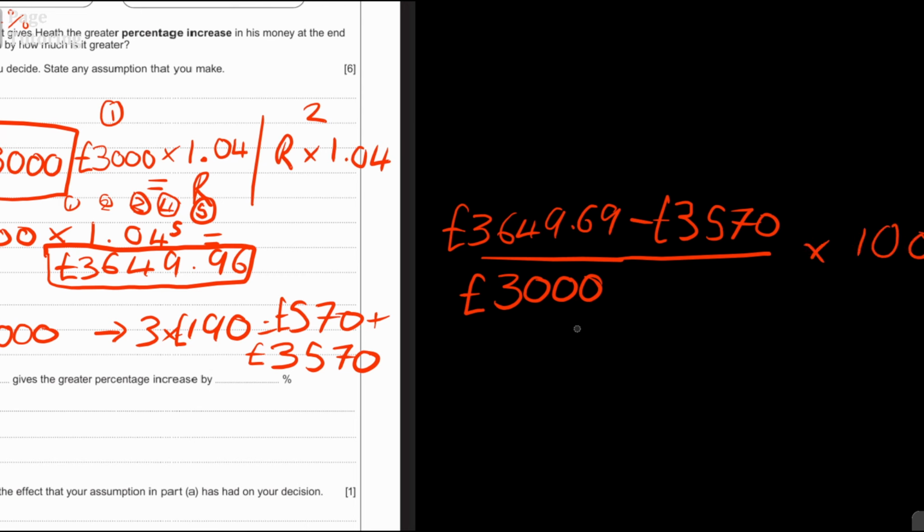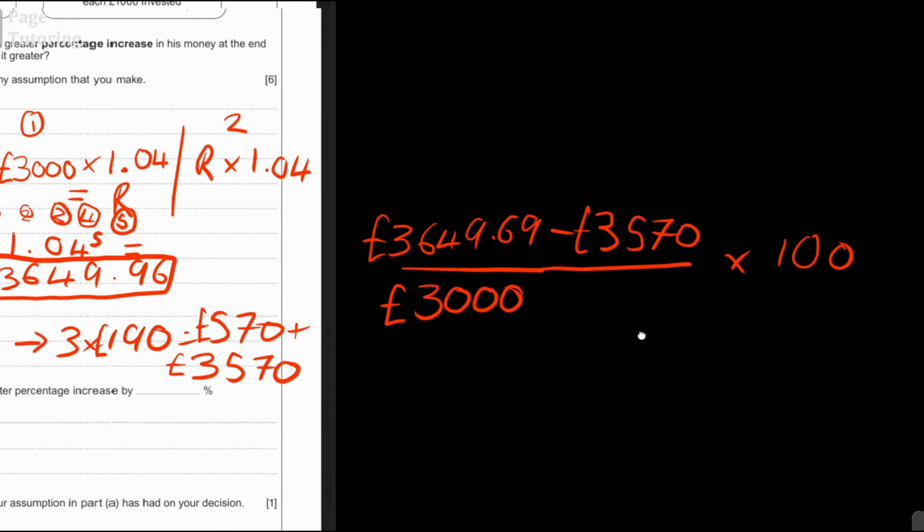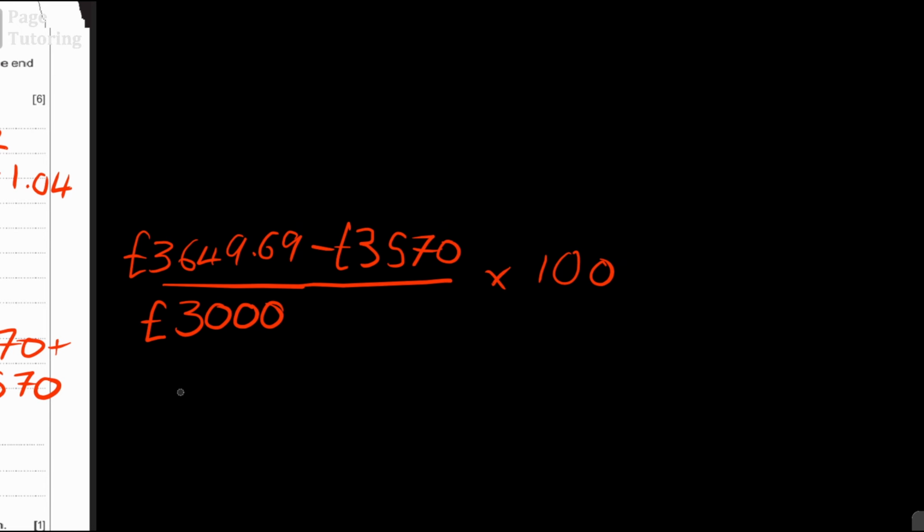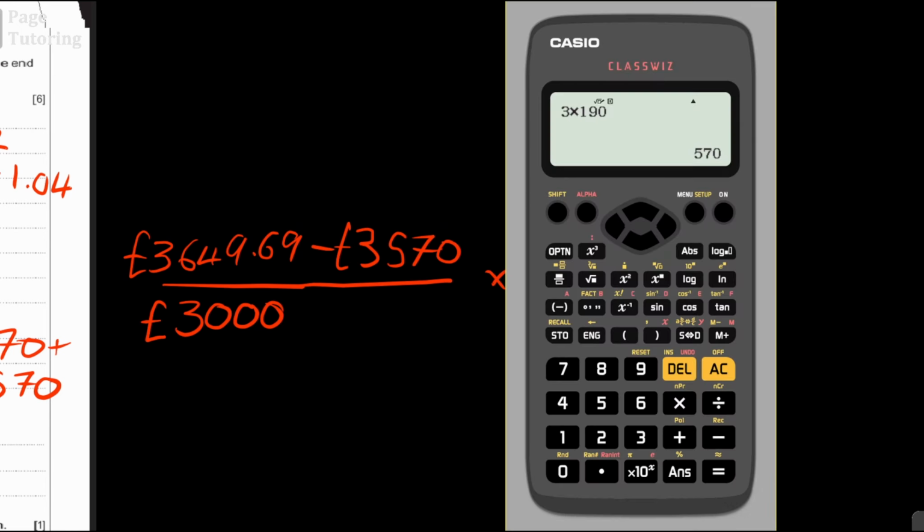So dividing by 3,000, that would just give us the decimal or the fraction. We want percentage. We've timesed. This will give us the percentage difference. So we get our calculator, because we can't do that in our heads. I'm going to use the fraction one here, just so I can visually see that it's the same as what I've written down. 3,649.96 minus 3,570 over 3,000. And we're timesing that by 100.